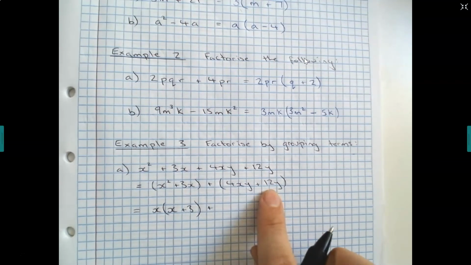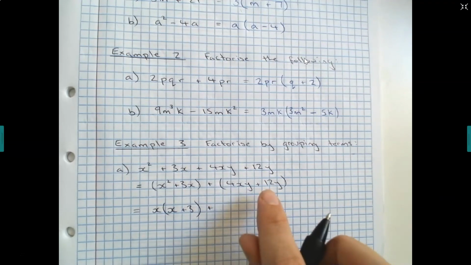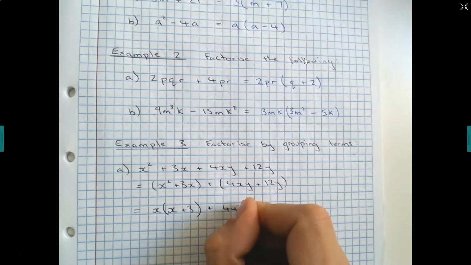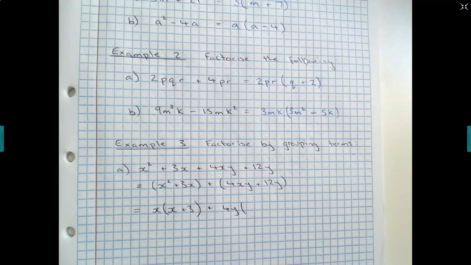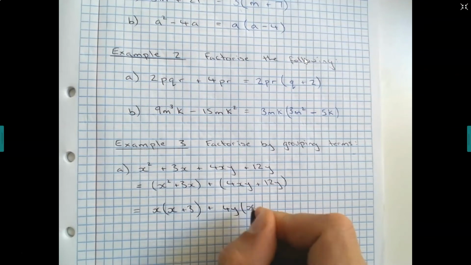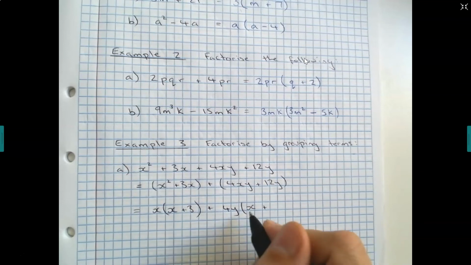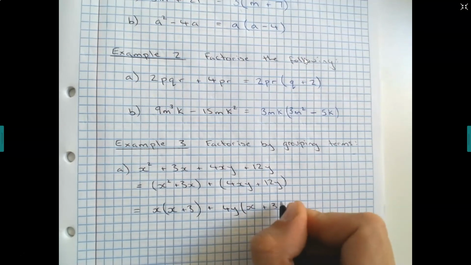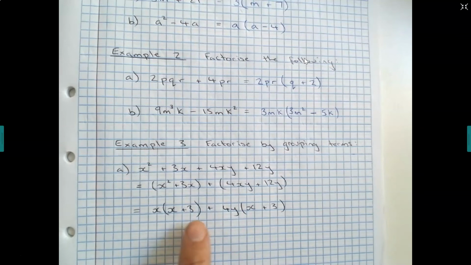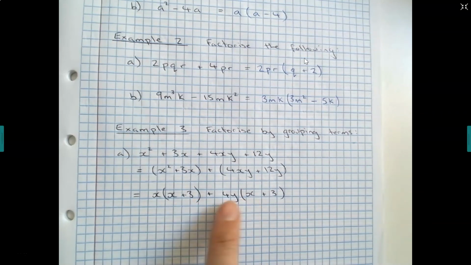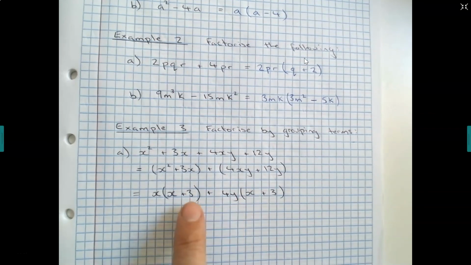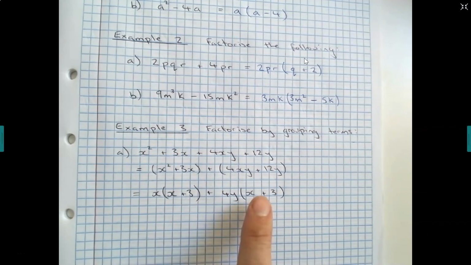Plus, now look at these two terms. What's a common factor to each of these terms? Well, I know that 4y is in that term, and I could also factor 4y from this term. So 4y times x would give me that term, plus 4y times 3 would give me this term. Now, you might notice something. I've done something that has now made each of these two terms have a common factor. Can you see that this has an x plus 3 in it, and this also has an x plus 3 in it?